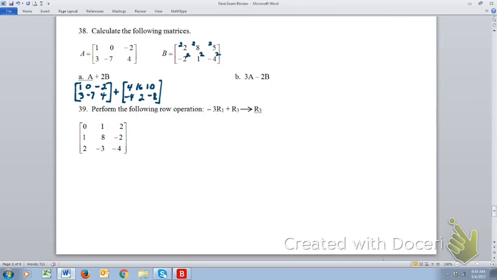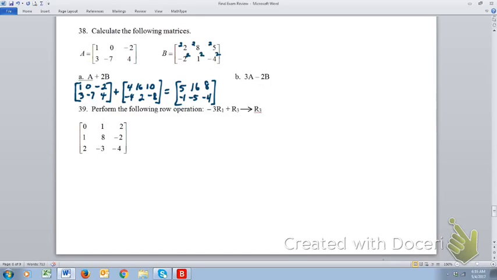And so when we add these together, we want to add the corresponding parts or entries. So 1 and 4, that's going to give us 5. 0 and 16, that's going to give us 16. Negative 2 and 10 will give us 8. And you can just continue this and you should get those values there.